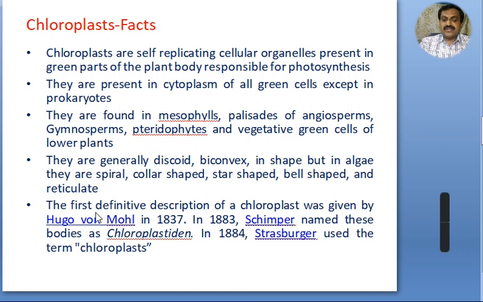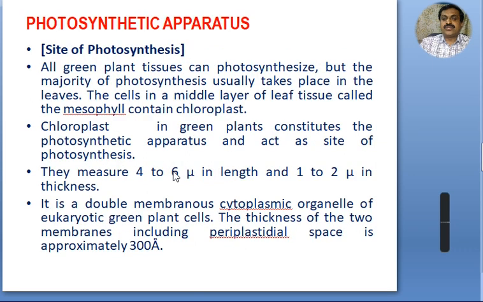The definitive description of the chloroplast was first given by the scientist Van Mol in the year 1837. Later, in the year 1887, Schimper named these organelles chloroplastidins. A decade earlier, in 1884, Strasburger for the first time coined the term chloroplast for these organelles.